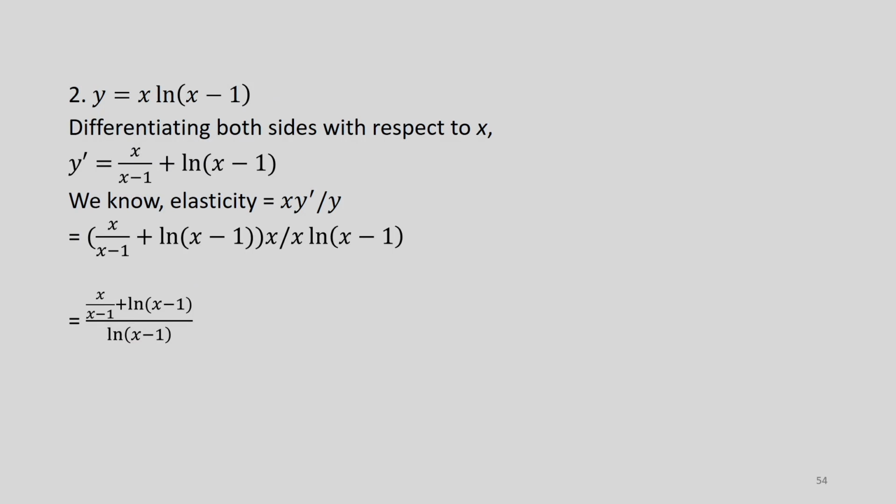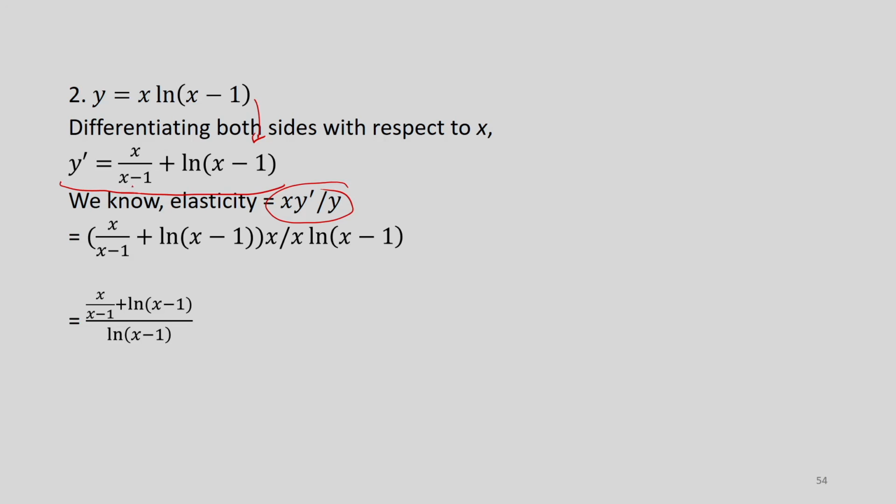Here is the second problem. Once again I have to find out the elasticity, and again I am going to take the help of this form, x multiplied by y dash divided by y. So I have to find out what y dashed is. That is easily found out by differentiating y with respect to x.